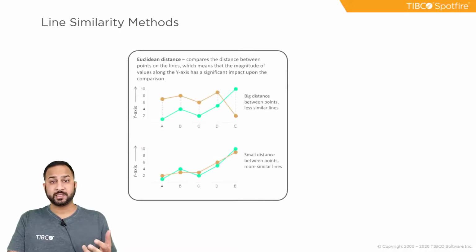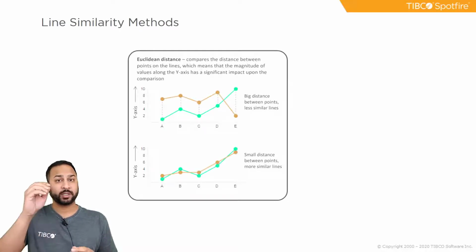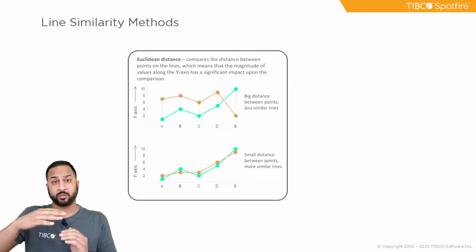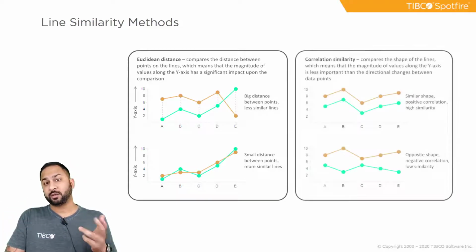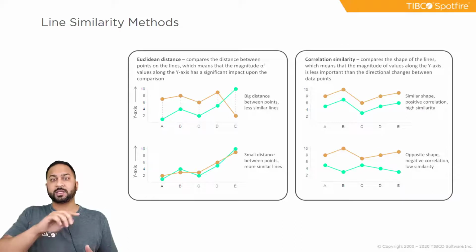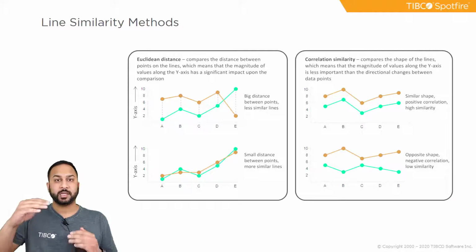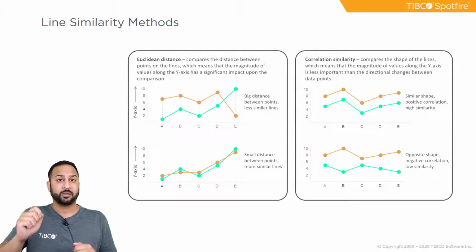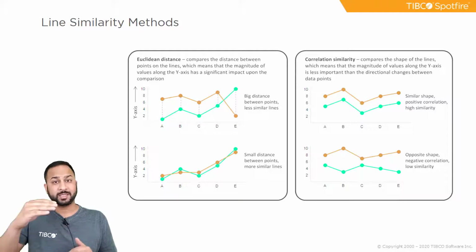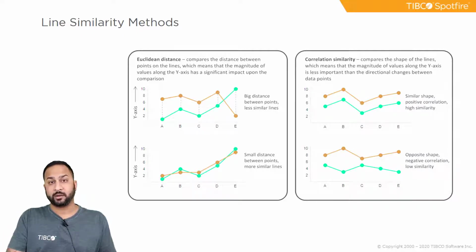There's a Euclidean distance method, which looks at all the points on the y-axis and tries to minimize the distance between the lines and those points. Now there's also the correlation similarity method, and that looks at the shape of the line and tries to match it with all the other lines that have a similar shape as the line you've marked. Now, lines that have the opposite shape are going to be the least similar and the farthest away from the line that you had marked.